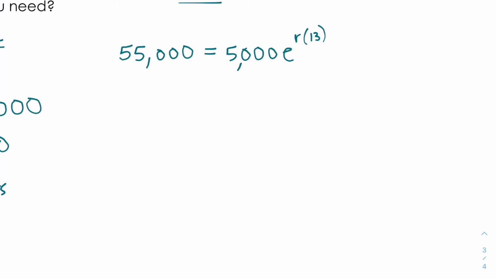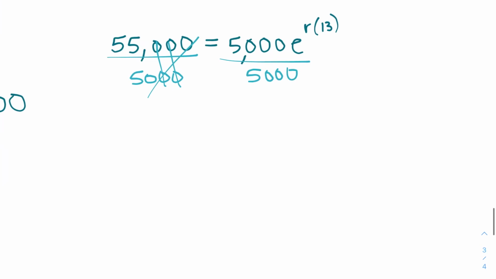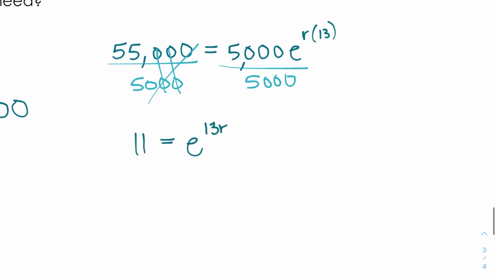We need to eventually get the variable out of the exponent, right? We can't solve with the variable up there, but we can't take any measures until we've isolated the exponential part. So I'm going to divide both sides by 5,000. We've got 55,000 divided by 5,000. Your zeros are going to cancel right off there, and we'll just be left with 55 over 5, which is 11. So we have 11 equals e to the 13r, right?